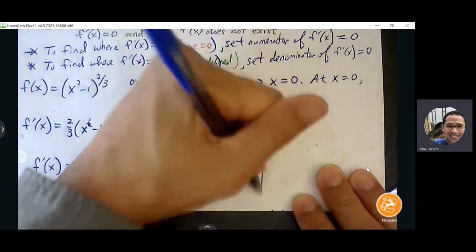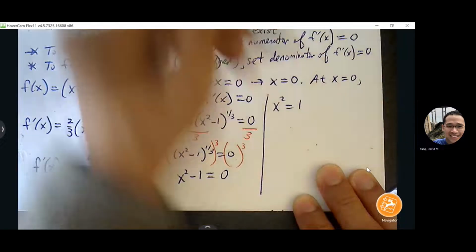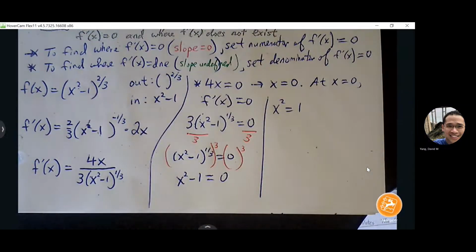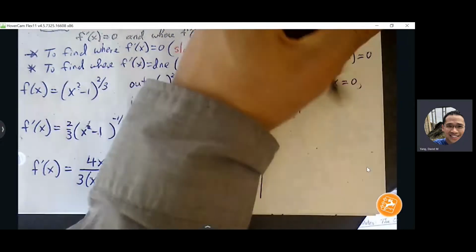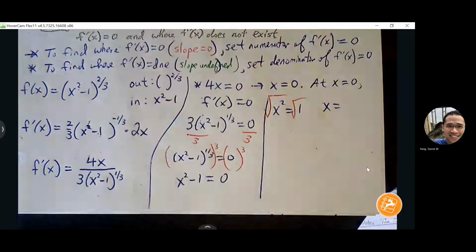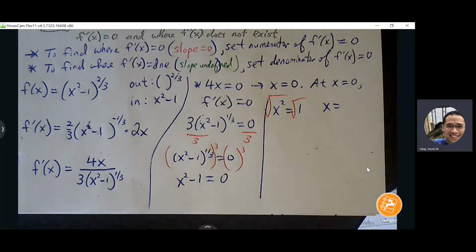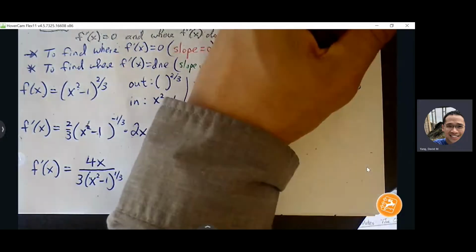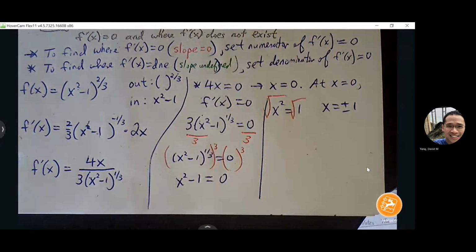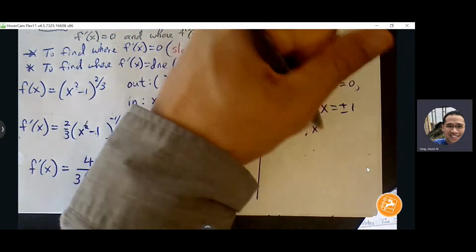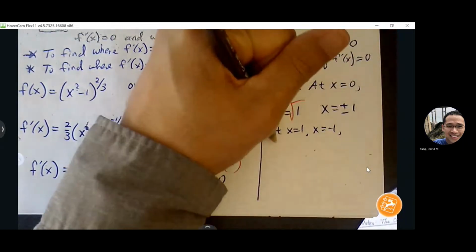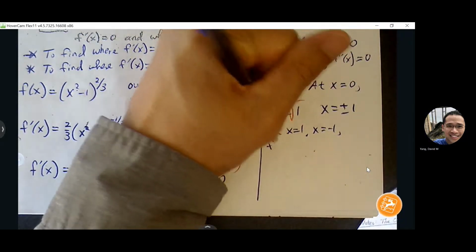Solve for x. Finally, take the what? Square root. So x equals just 1. Plus or minus 1, right? Anytime you take the square root of both sides of an equation, there's always going to be a plus or minus that shows up. So this tells us that at x equals 1 and at x equals negative 1, slope is undefined.